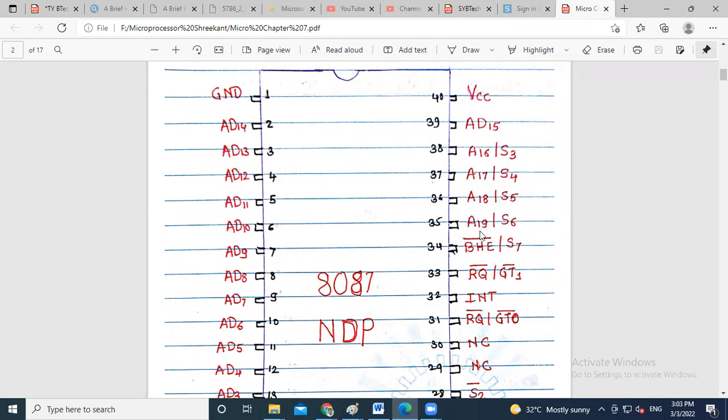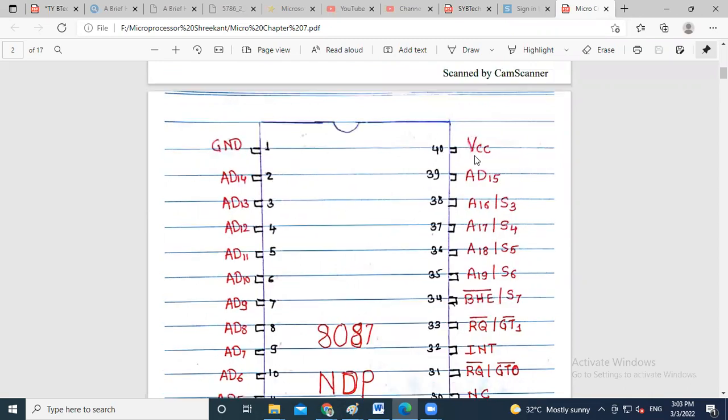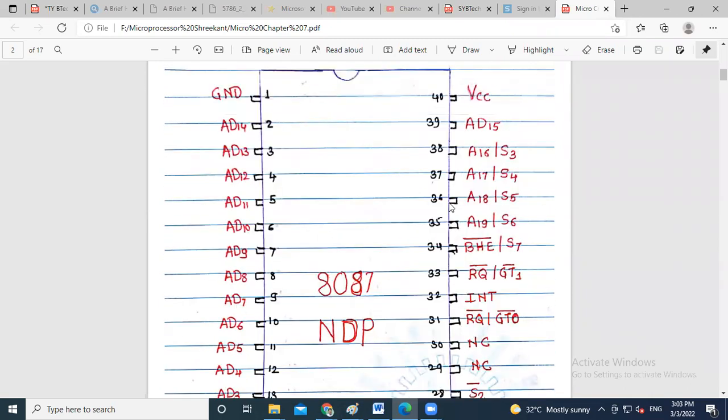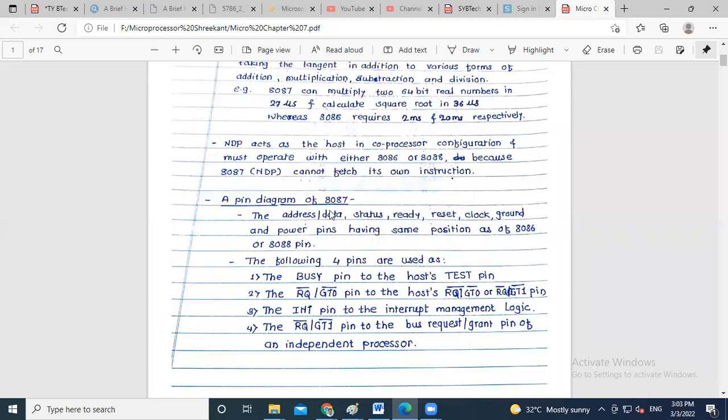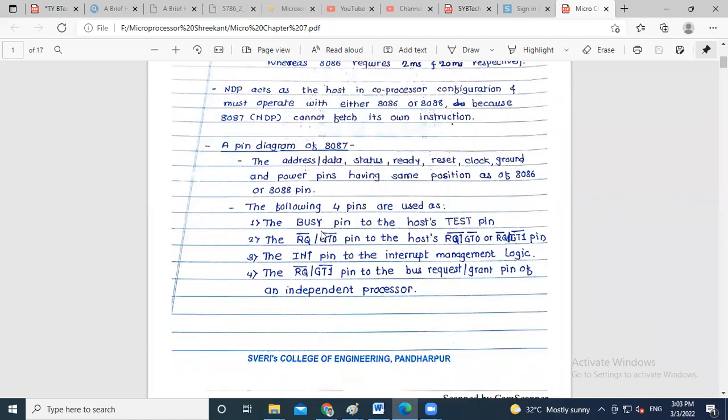Because of the 4 acknowledgements here with the instruction pointer, all those pins we have to use it. Okay, so here in the pin diagram of 8087, the address or data buses, status, ready, reset, clock, ground and power pins have the same position as the 8086. As you saw when comparing 8086 and 8087, you will see this effect.